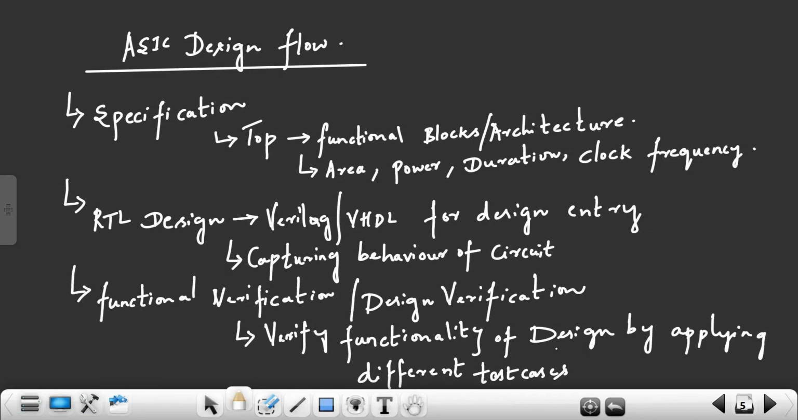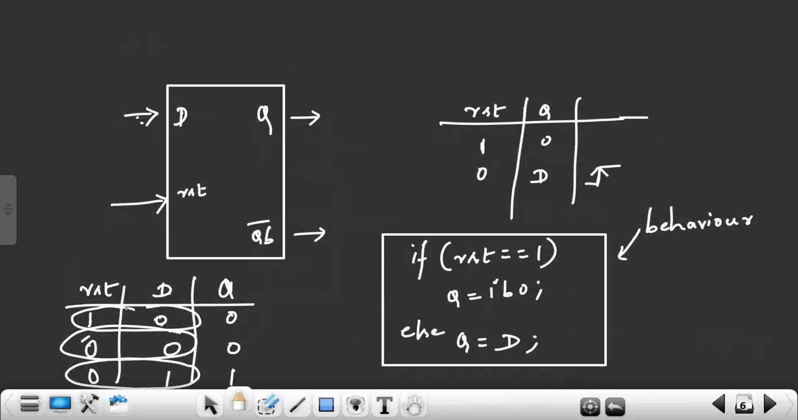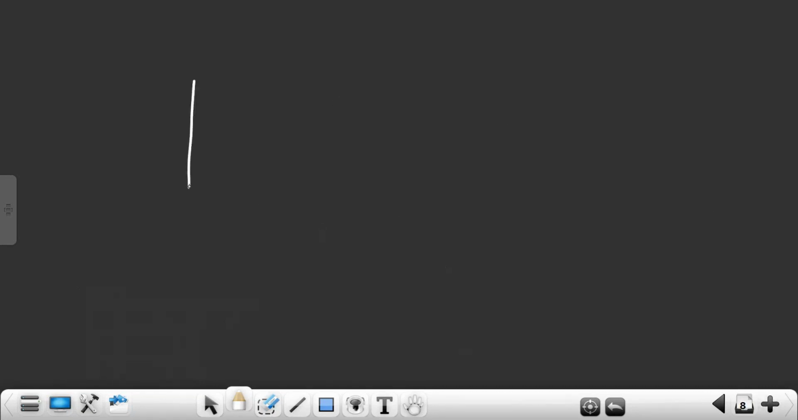Because this is a very small design. Right? You have only 2 inputs, you will apply 2 bits. But when you have 32-bit input, then you have to apply 32-bit inputs to the circuit. So for that reason, we call it test cases. See, you have a mux here, right? You assume you have a 2 input mux.